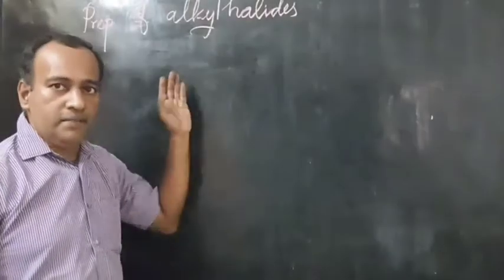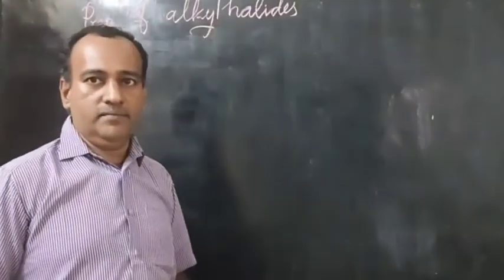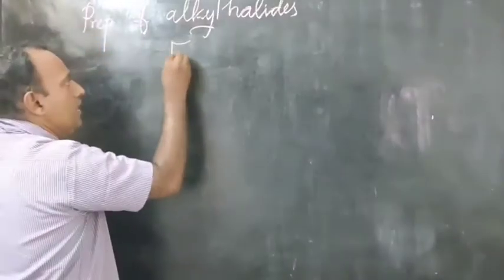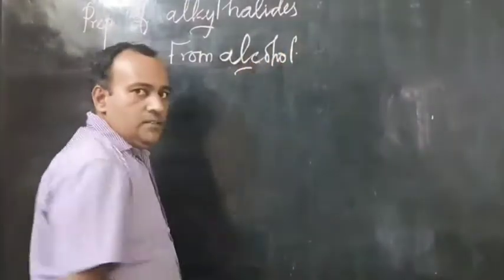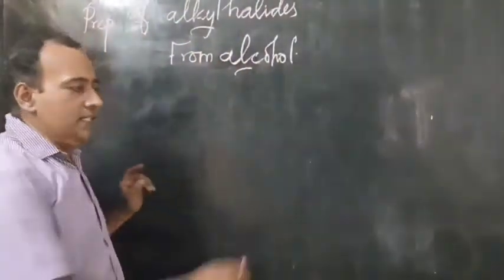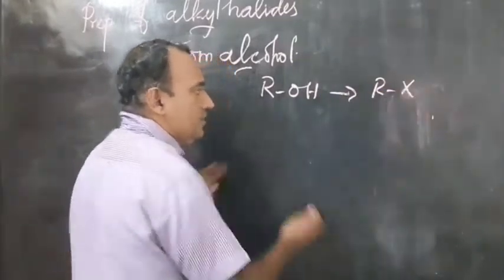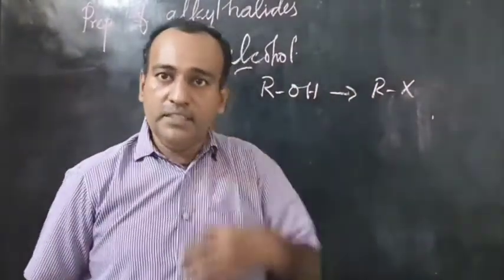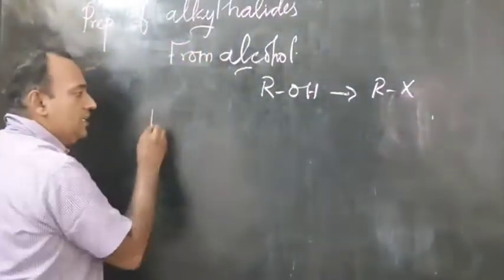So next we have to study about methods of preparation of alkyl halide. First we are going to prepare alkyl halide from alcohol. There are different methods for converting an alcohol into alkyl halide.